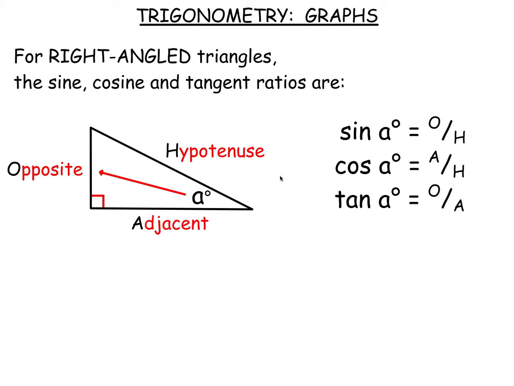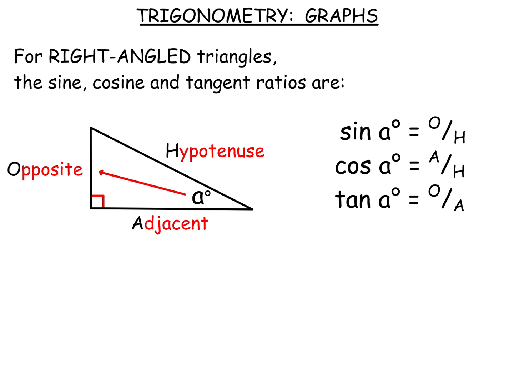Trigonometry involves triangles. It relates the angles in a triangle to the sizes of the sides of the triangle. In previous videos we've looked at right angled triangles, looking at the relationship between the angle in a triangle and a pair of sides. There were three ratios we used to compare the sides. Opposite over hypotenuse was the sine ratio, adjacent over hypotenuse was the cosine ratio, and opposite over adjacent was the tangent ratio.